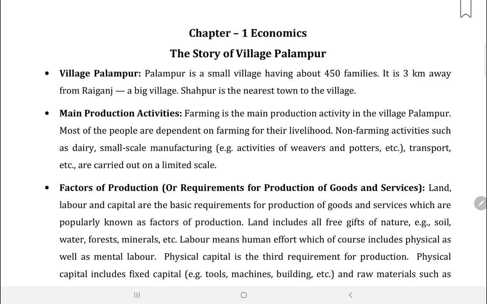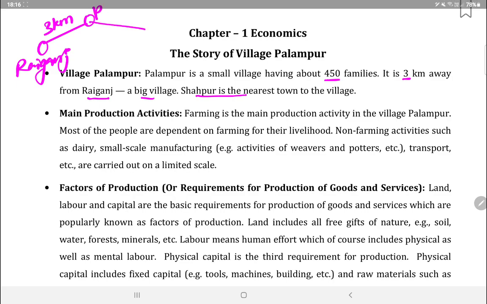Palampur is a small village having about 450 families, and it is 3 kilometers away from Raiganj. It's not a town, but it's just a big village. Shahpur is the nearest town. So here this is Palampur, and this is 3 kilometers away. And this is Raiganj, and this is Palampur. This is Raiganj, and this is Shahpur.